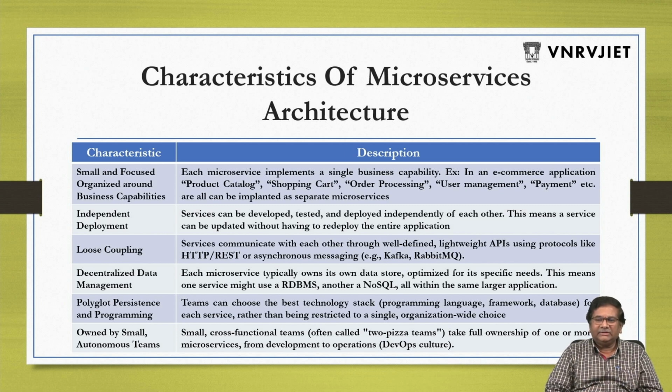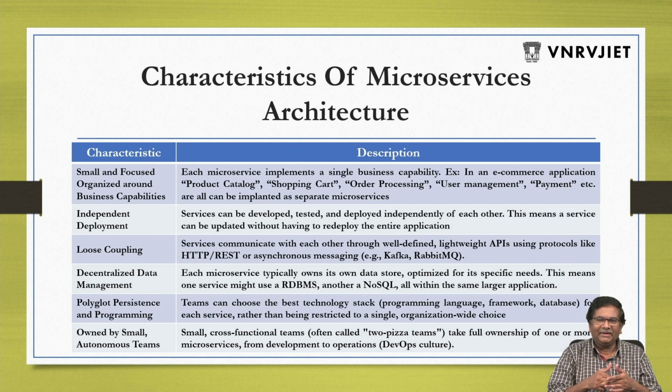Each microservice typically wants its own data store optimized for a specific need. This means one service might use RDBMS, another use NoSQL, all within the same large application. So you have a lot of choice. You use SQL Server for one application, Oracle for something, or NoSQL for something else. You just use a file for another thing. You do whatever you want to do. You don't need to follow one database for everything. That's the decentralized data management.